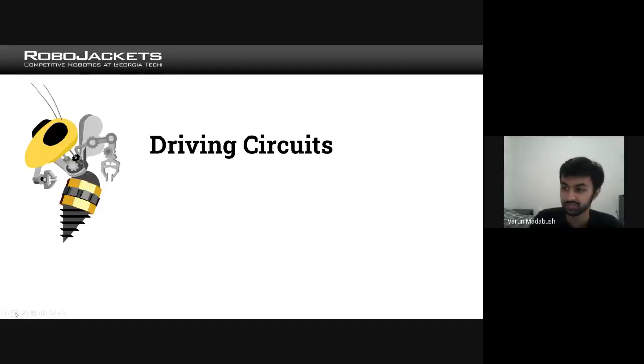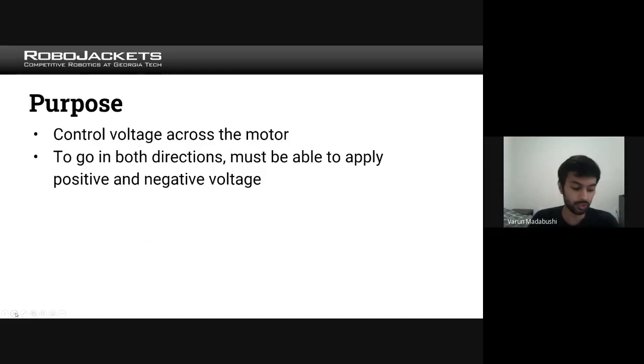So now that we've talked about the physics behind a DC motor, we can talk about how to actually drive it. So you need some sort of circuit which controls the voltage across the motor because that's your input. And as you've probably noticed by now, in order to go forward or backwards, you need to be able to switch the polarity in order to be positive or negative voltage.